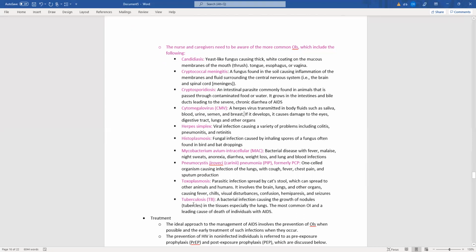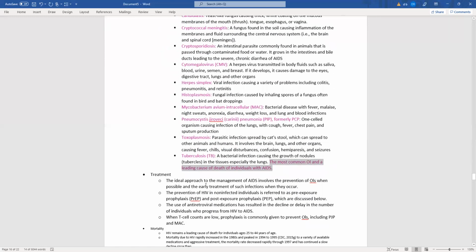And TB, tuberculosis, a bacterial infection causing the growth of nodules, tubercles in the tissues, especially the lungs, and the most common opportunistic infection and a leading cause of death in individuals with AIDS. TB.